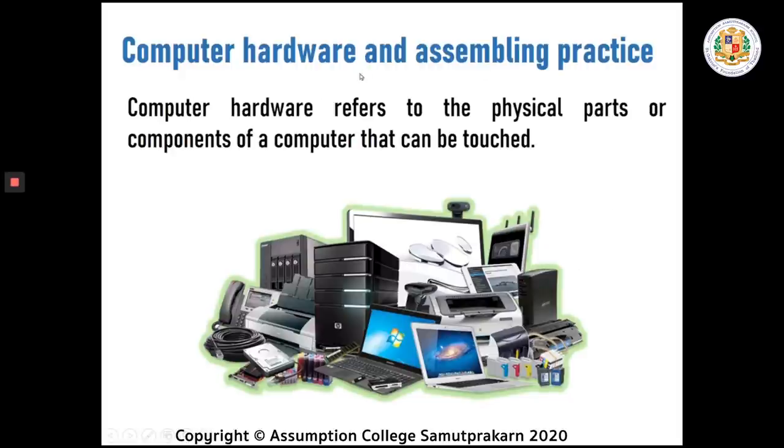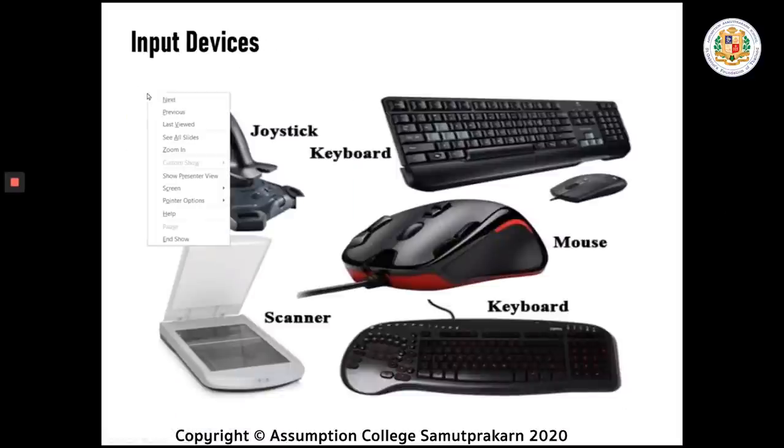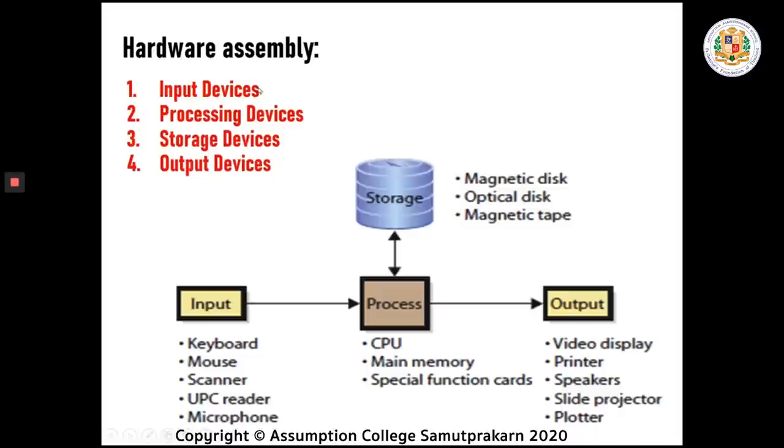Okay, let's go to computer hardware assembly practices. Computer hardware refers to the physical parts or components of a computer that can be touched. In short, any physical part of a computer that you can touch is hardware. Next, this is the hardware assembly. How is this hardware processed or assembled? By using number one, input devices. Number two, processing devices. Number three, storage devices. And number four, output devices.